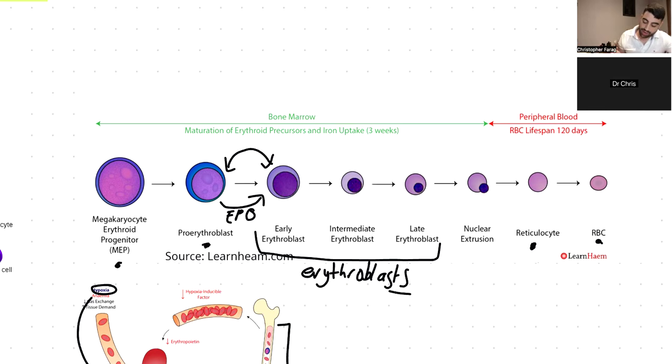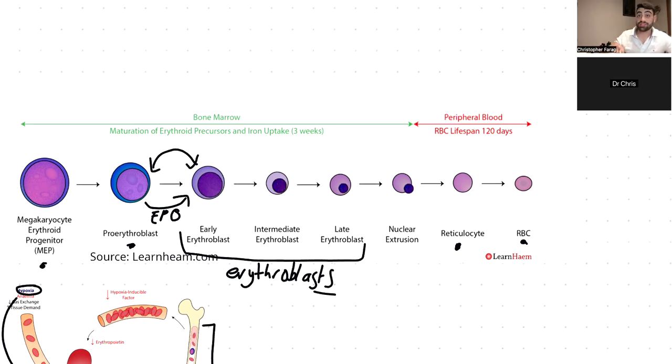Now, at the end, we kick out our nucleus. We want to make the most amount of space we can for our hemoglobin. So we kick out our nucleus, as you can see, nuclear extrusion, and we produce a reticulocyte. Our reticulocyte is an immature red blood cell.